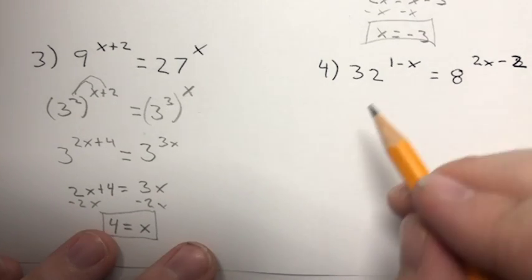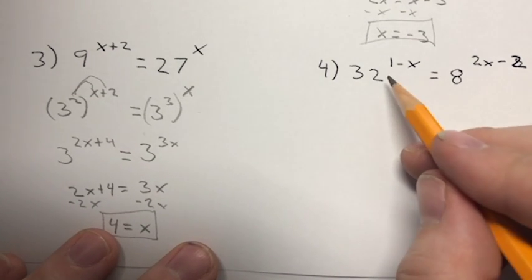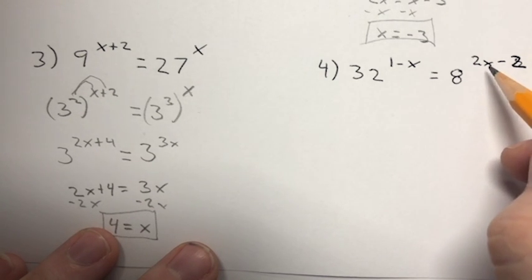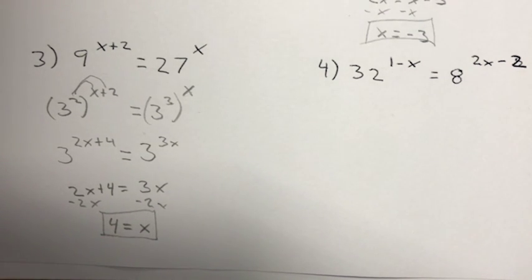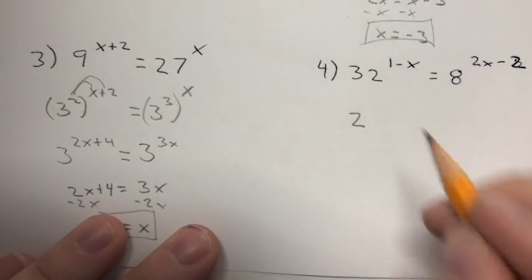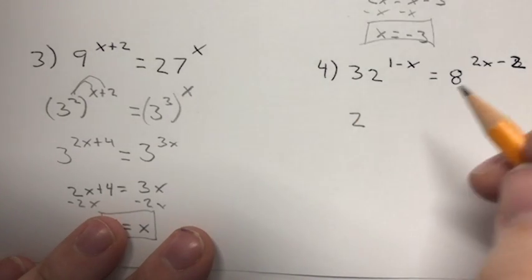I have 32 raised to the 1 minus x power, and 8 raised to the 2x minus 2 power. So again, I need to ask myself, what can I find with a common base? Because I've done this long enough, I know that I can do a common base of 2. All right, so 2 to what power gives me 32?